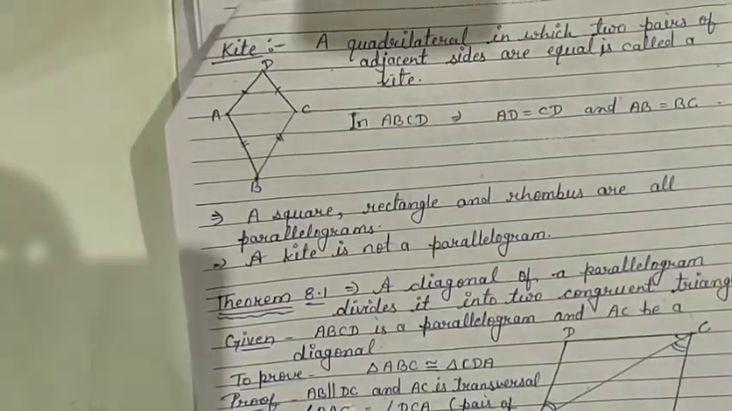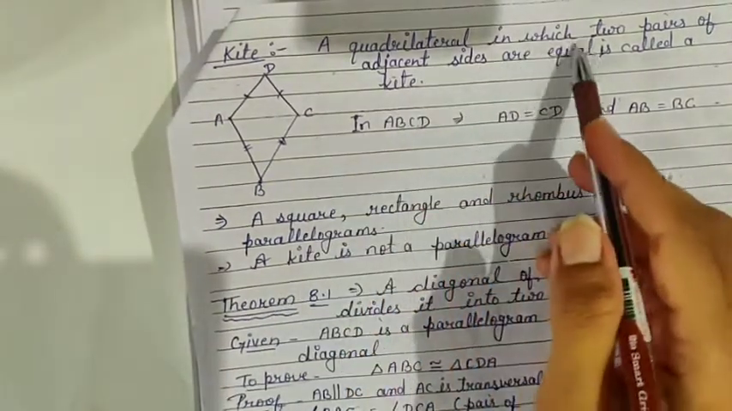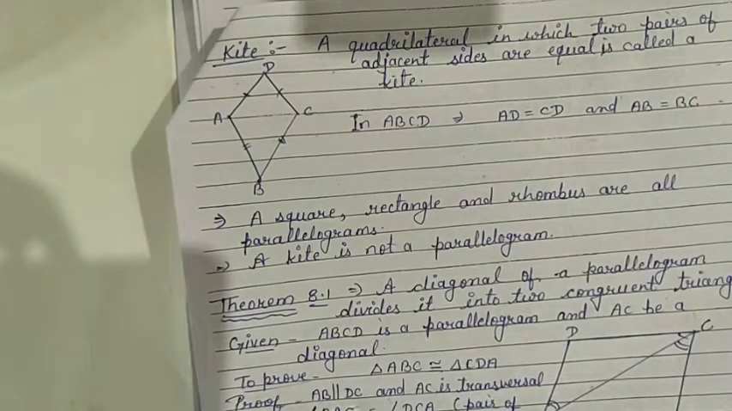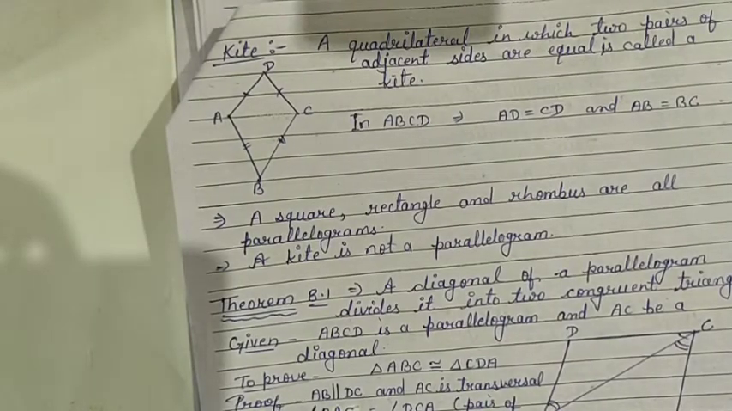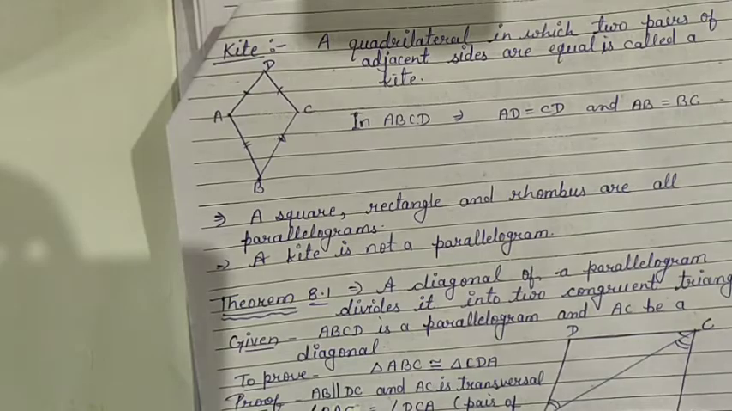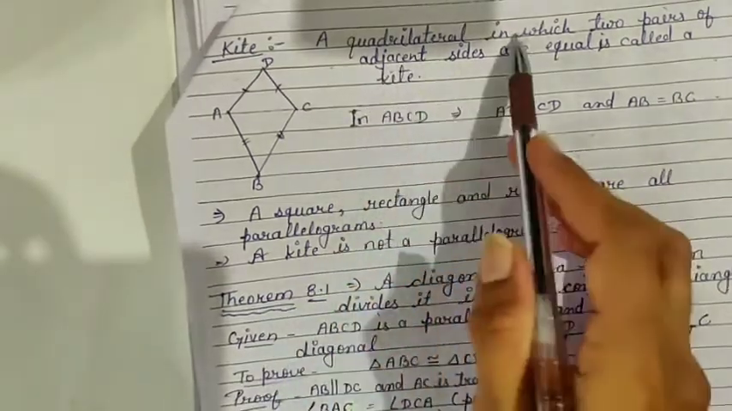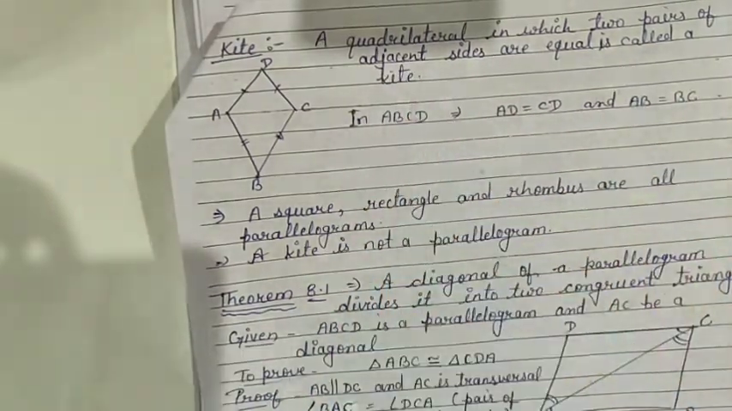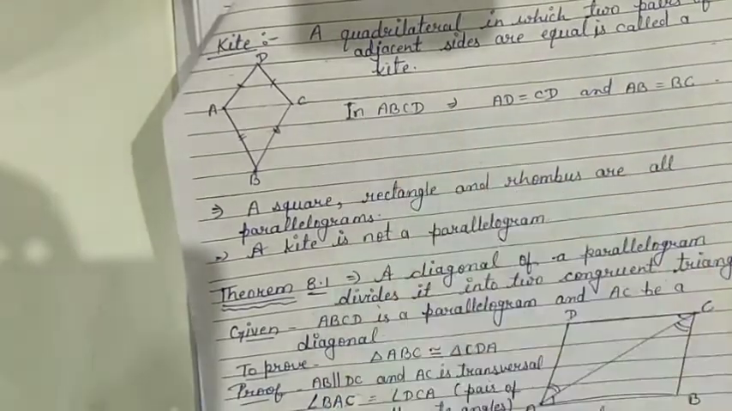Now our next and last type is the kite. A quadrilateral in which two pairs of adjacent sides are equal is called a kite. Firstly, what are adjacent sides? Two sides that have one common vertex are called adjacent sides. So a quadrilateral in which two pairs of adjacent sides are equal is called a kite.